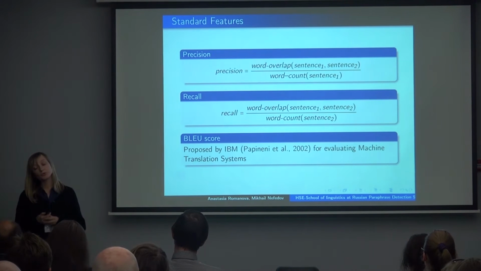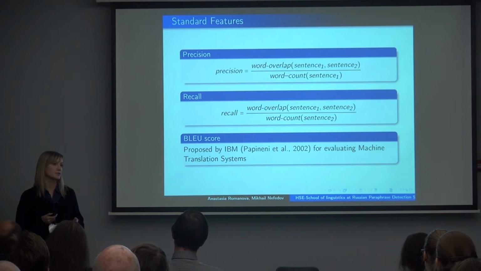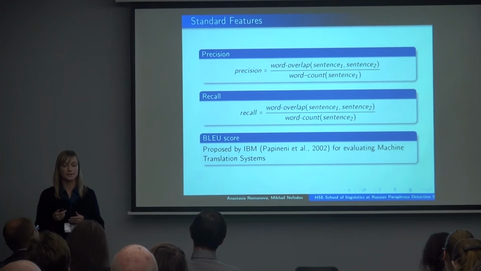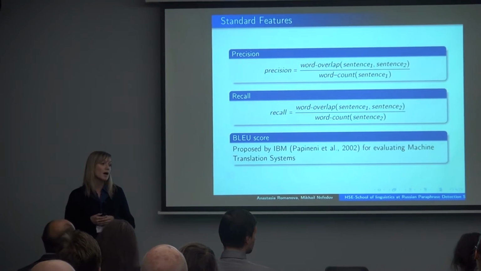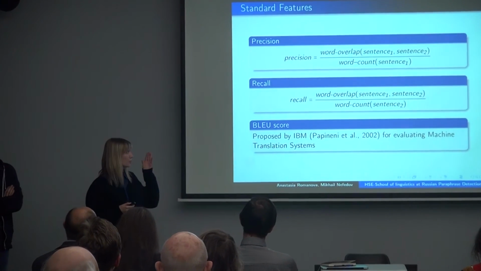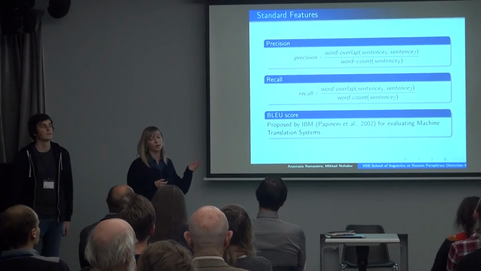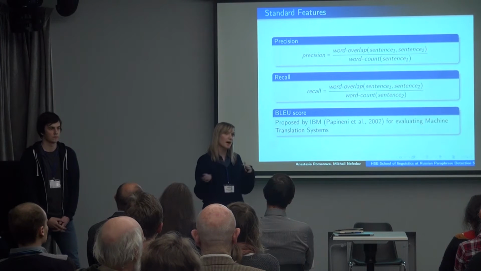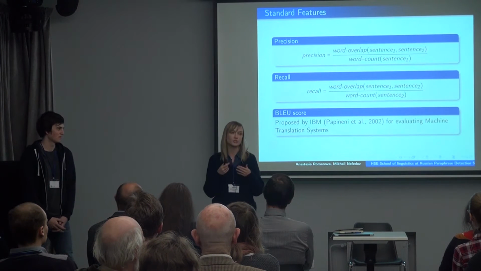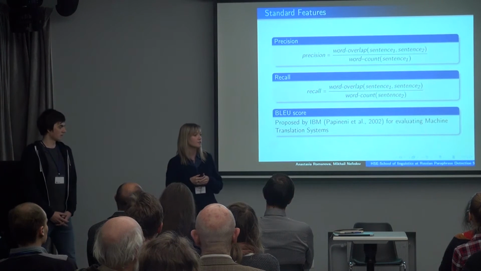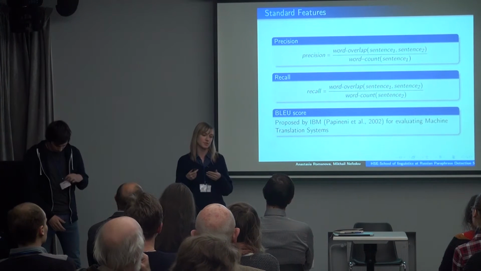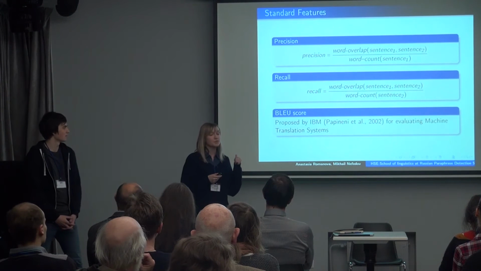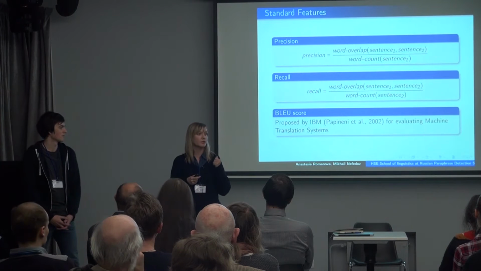We computed a variety of different features based on word overlap, and we calculated precision and recall, and we also computed BLEU score, that is a kind of modification of the traditional precision, and is generally used for machine translation systems. And for each of these features, we also computed a lemmatized version.